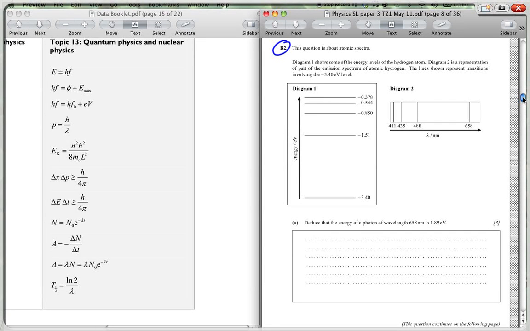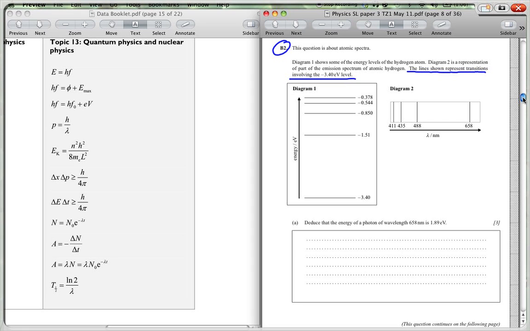B2, this question is about atomic spectra. Diagram 1 shows some of the energy levels of the hydrogen atom. Diagram 2 is a representation of part of the emission spectrum of atomic hydrogen. The lines shown represent the transitions involving the minus 3.4 eV value.